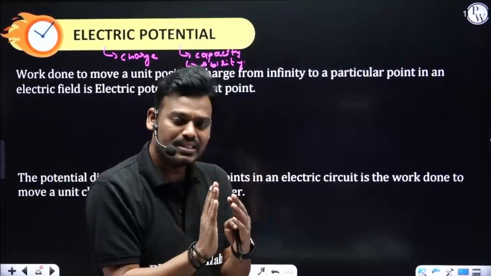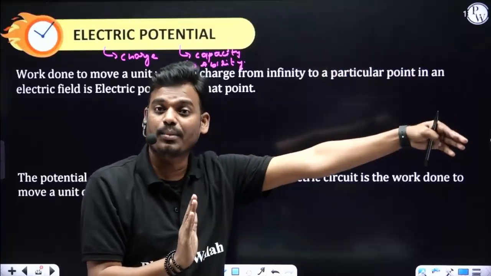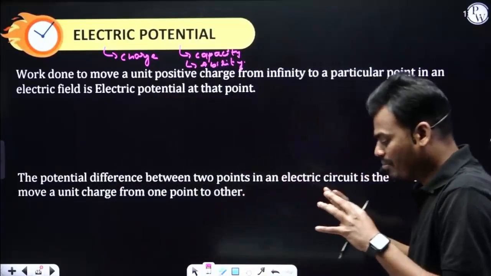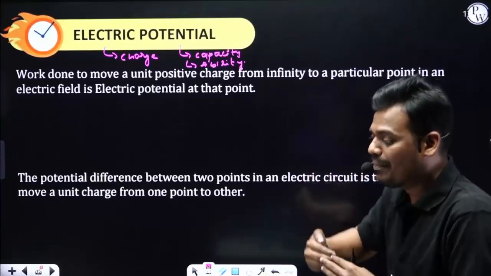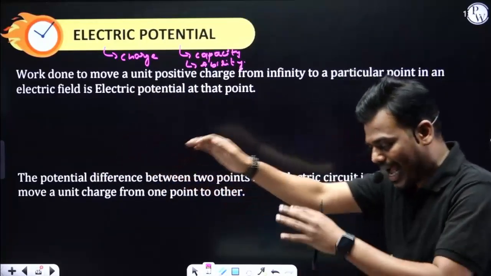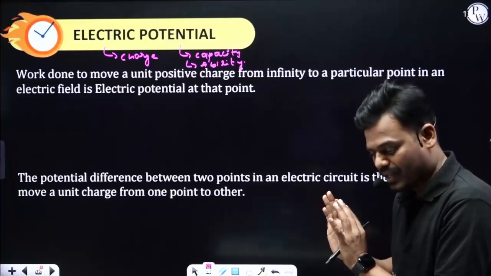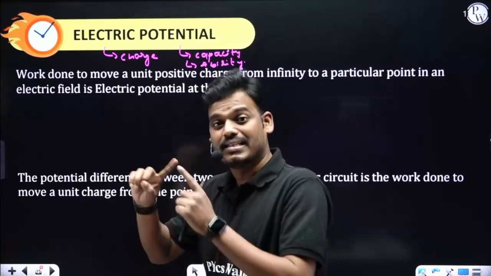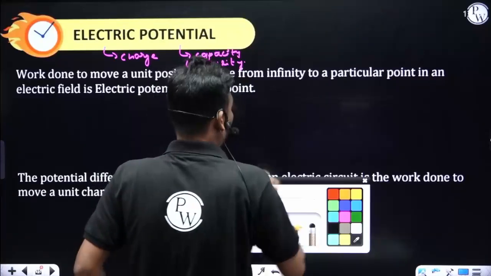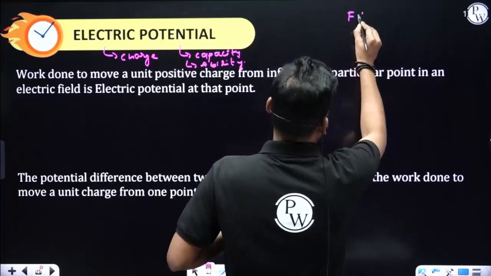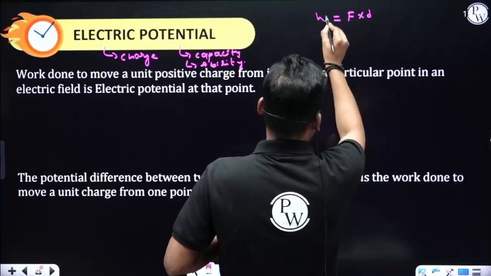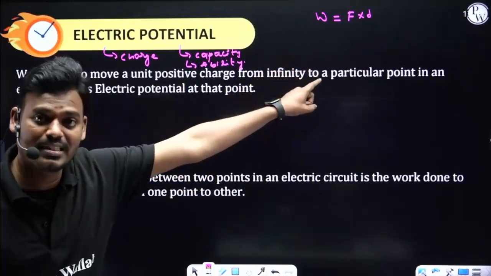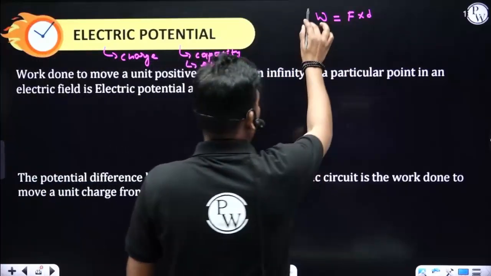So to move a charge from one place to another place, what do we have to do? For example, I need to move one body from one place to another place. What do I have to do? I have to apply a force, and this body will move. That means there is a force and there is a displacement. Whenever there is a force and a displacement, we call it work done.